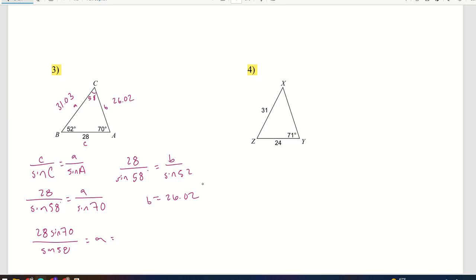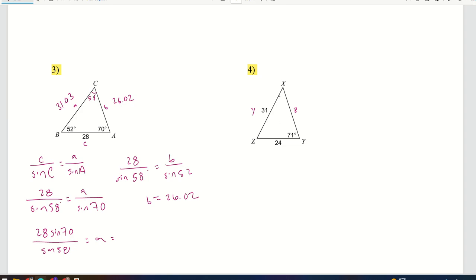26.02. We have everything. We have all 3 sides, all 3 angles. Cool. For number 4, can't do the 180 trick, but I know I have the entire little y section, big Y and little y. I need to figure out what big X is, because I have its side length, and I don't know anything about Z, little z or big Z.